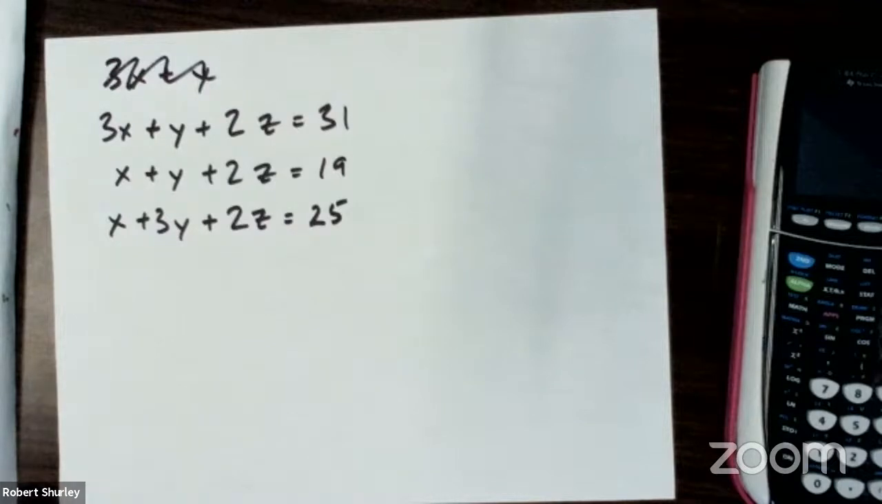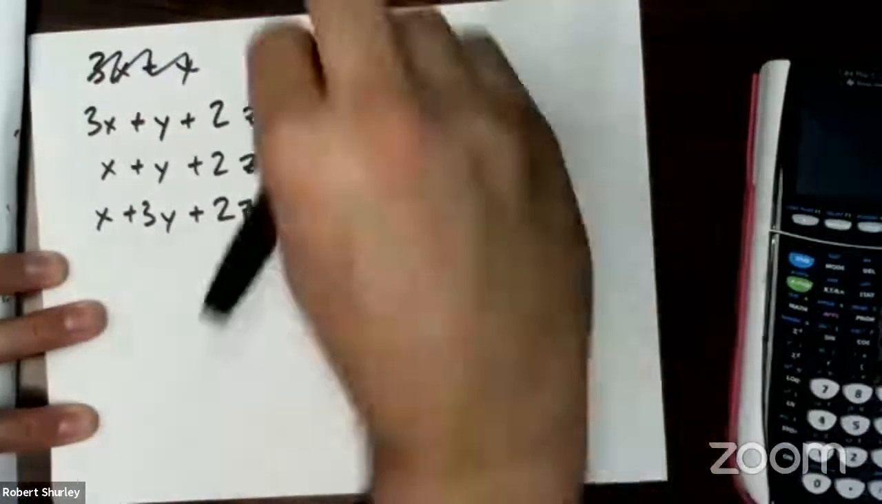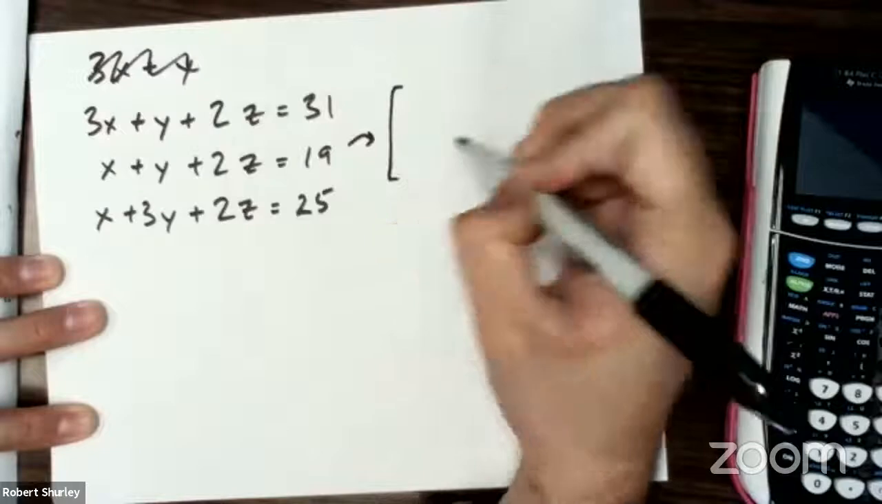You're more than welcome to get on YouTube and look up solving system of equations with 3 unknowns, and have at it. We're going to do this one though with the reduced row echelon form. It's going to be a lot quicker. So the first thing I've got to do is write this as a matrix, okay? Write this as a matrix.